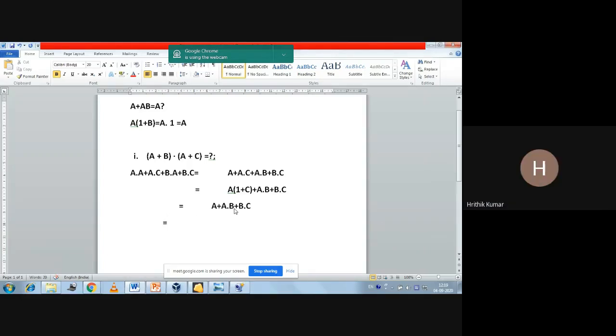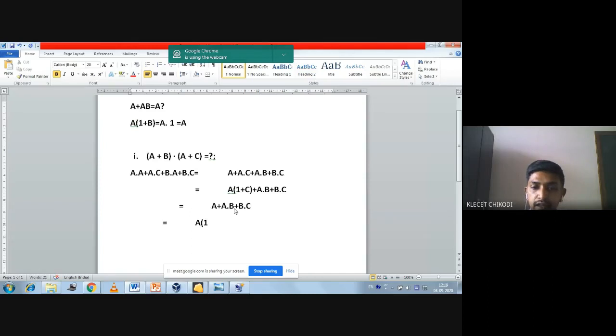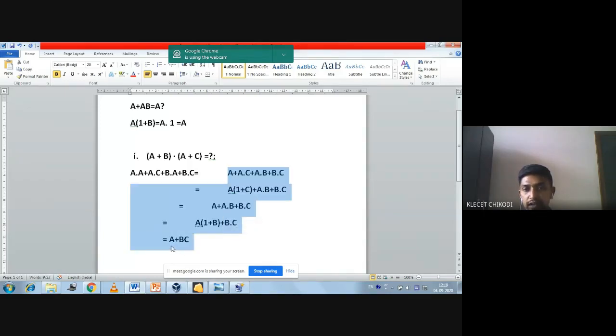Again A common, yes, better you take A common here. A into (1 + B), after that B into C. Again, apply the same rule here. You can see that you will get A only, plus BC. Now you can't solve further. All the variables are different now. A + BC, you can't solve further. So this is the simplification part.